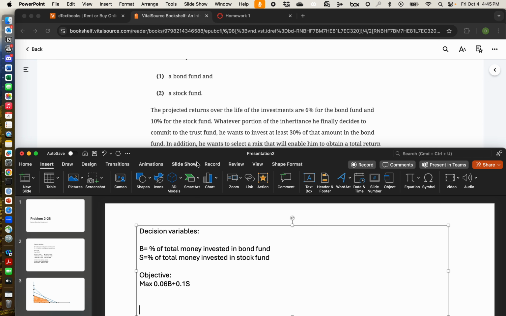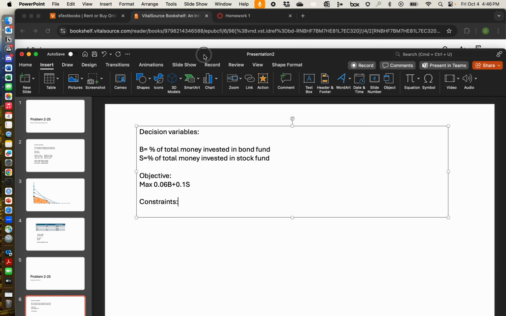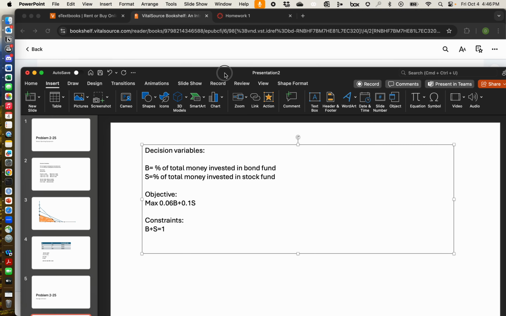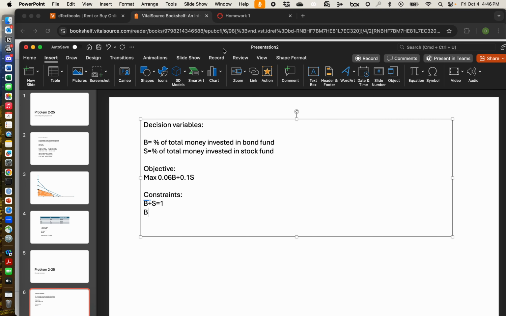Now for the constraints. The very first constraint that we should have is that the total percentage has to add up to 100%, right? So you want to take the money and invest it wherever you're investing it. So it should be B plus S is equal to 1, 100%, however you want to put it. So that's the first constraint. If you had a budget here, you'd say B plus S equal to the budget, but we have what we have. Now, he decides he wants to commit at least 30% in the bond fund. So the minimum that you need to have in the bond fund is 30%. So B has to be greater than or equal to 0.3.